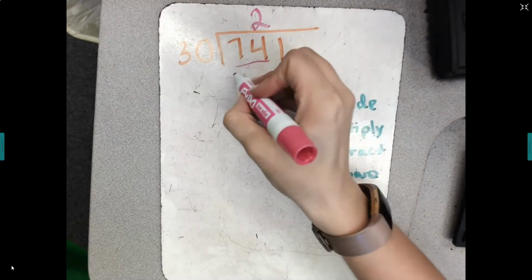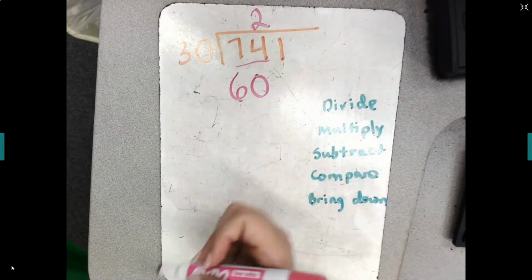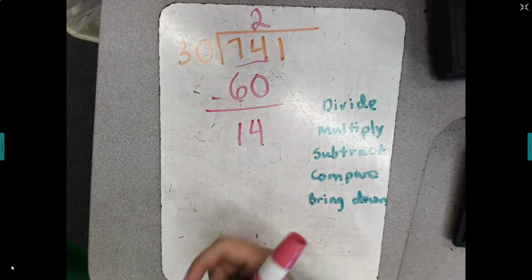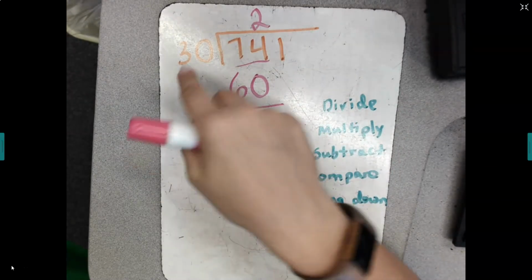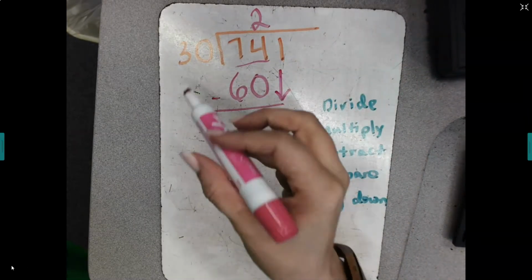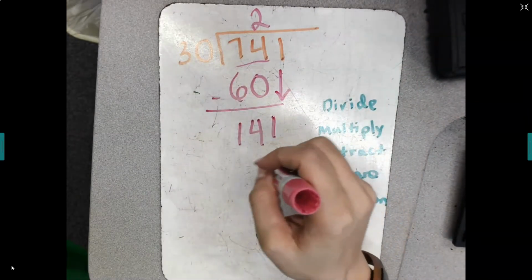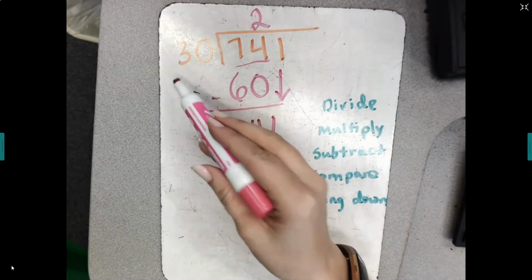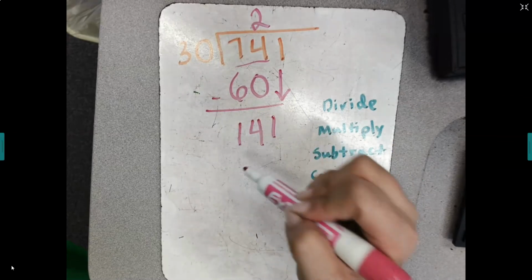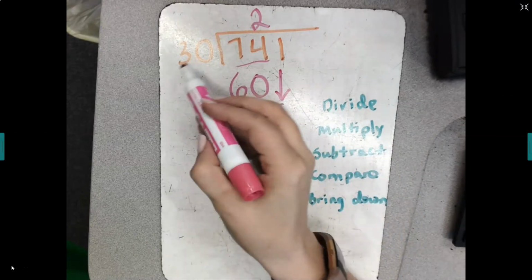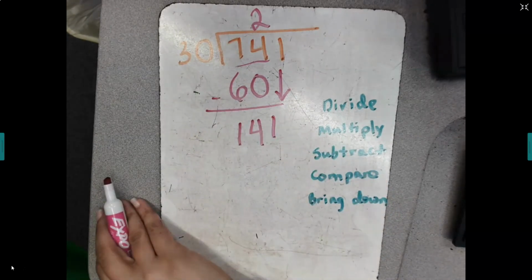Okay, 2 times 30 is 60. I subtract 14. That is less than 30. Now I bring down the 1. Now I have, how many groups of 30 can I make from 141? Well, if you think about this like 3 and 14, that might give you a clue, okay? That might help you figure out how many groups of 30 you can make from 141.